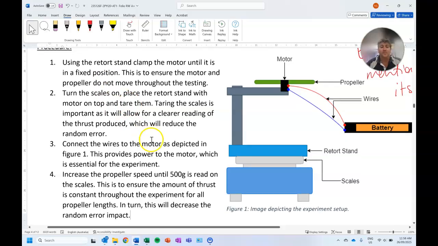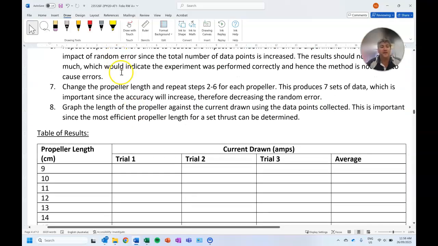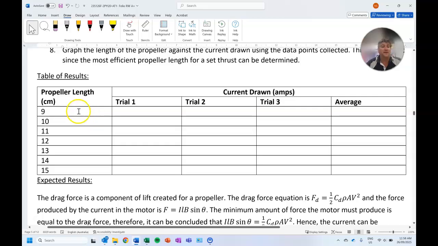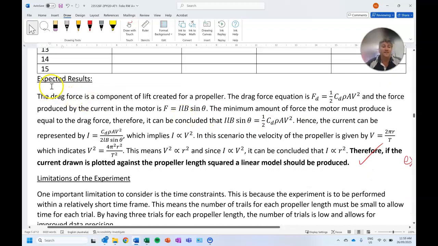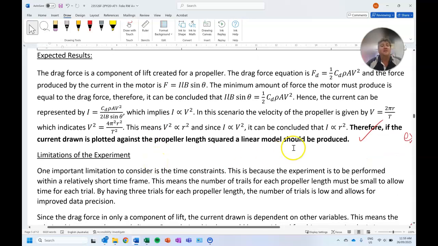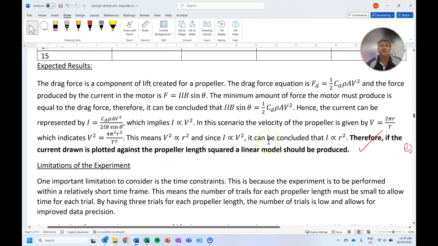The procedure is really well justified down to here. Then he's gone and given you a possible table of results that you could take. And then he's given the expected results, where he's done a bit of background research and said, I reckon this is probably going to be what's happening.